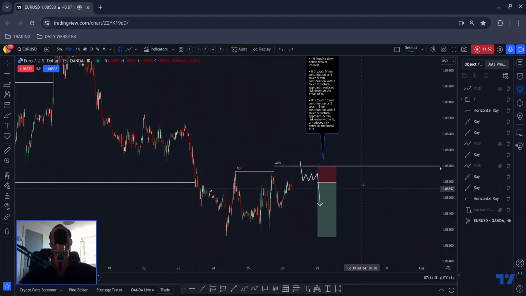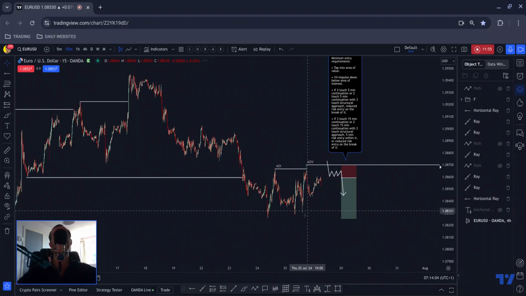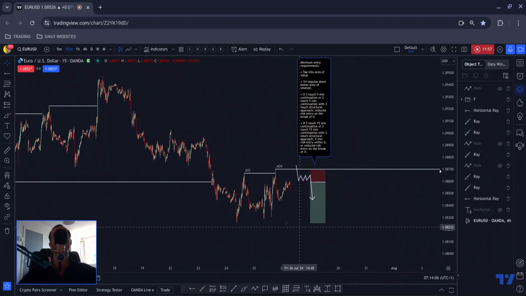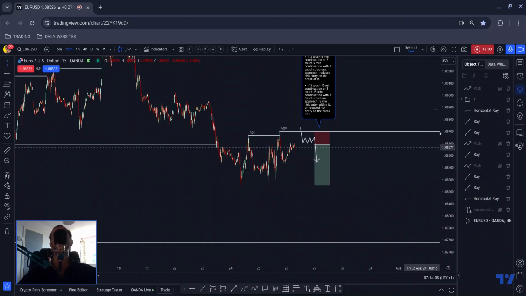And then what I would do is manage it. I would have enough room to manage it to the low of the structure, which would be something in the region of 3.5%.